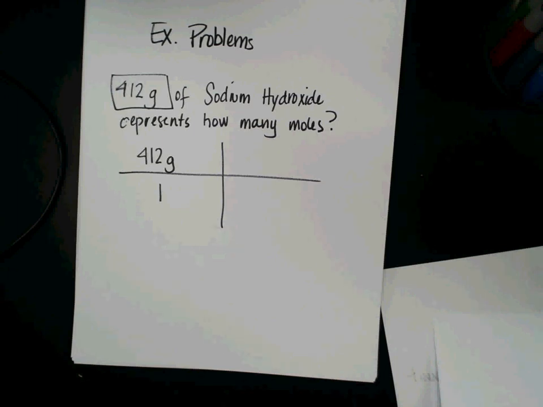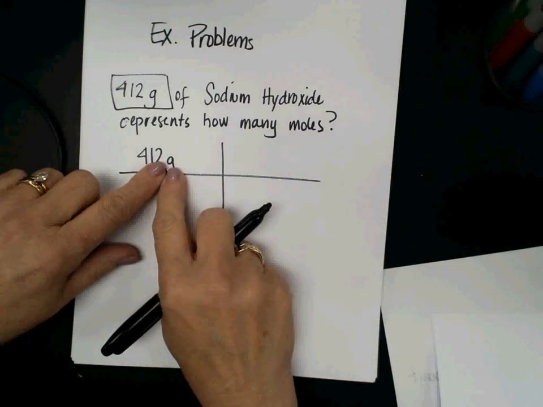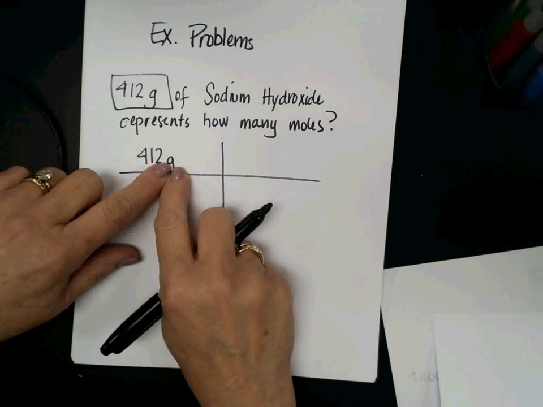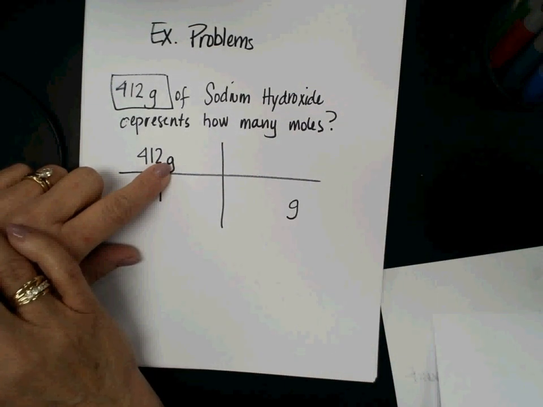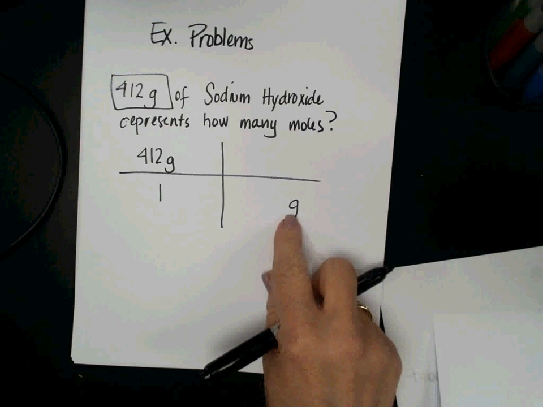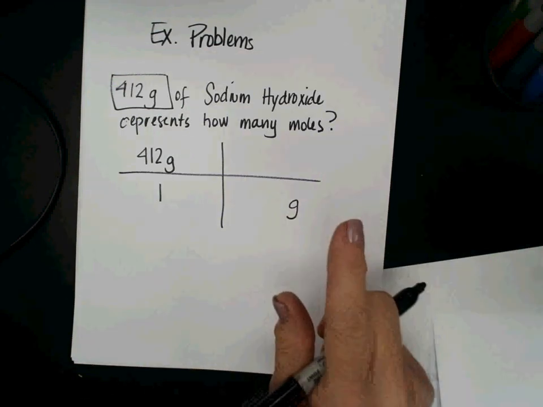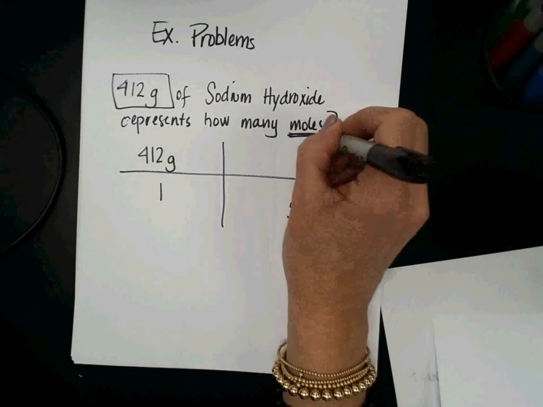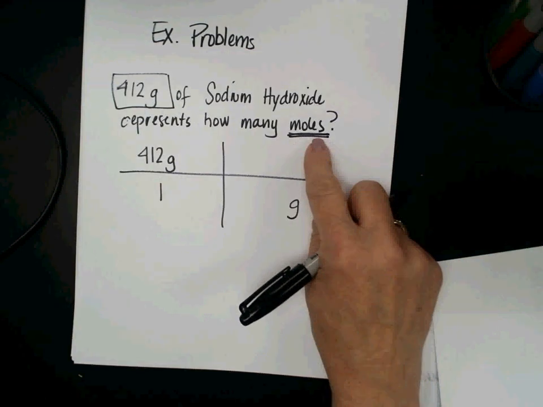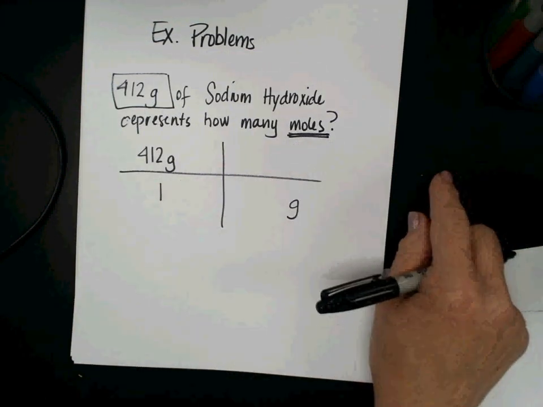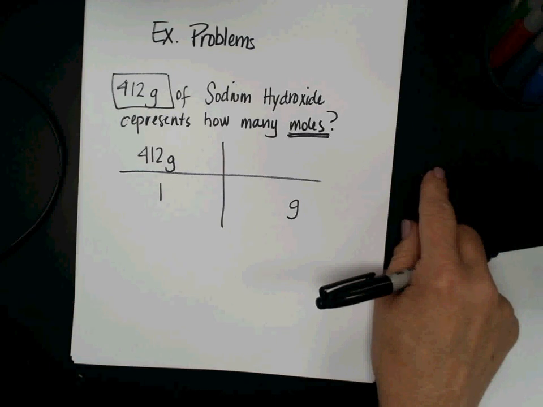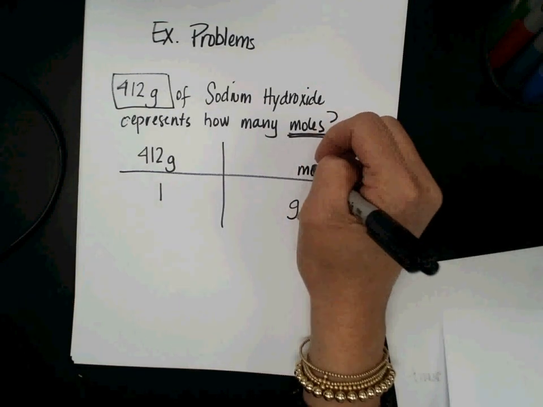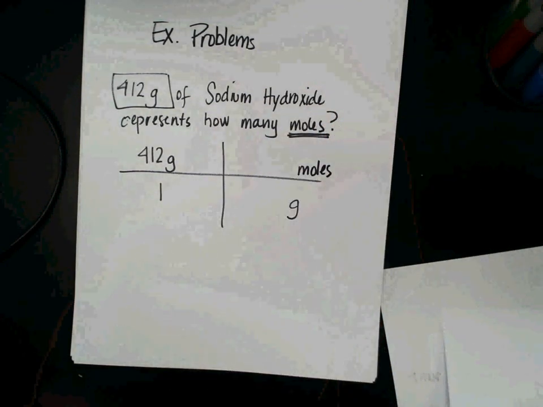Then I say to myself, what units do I have here? Because whatever units I have here, I need to have down here, because they have to cancel out. And then I go, where do I want to be? I find it in my problem. I want to be in moles. Can I get from grams to moles in 2 steps the way I have this set up? Yes, so I put moles here.